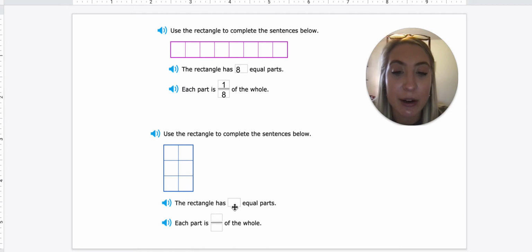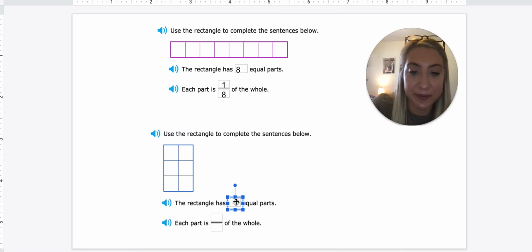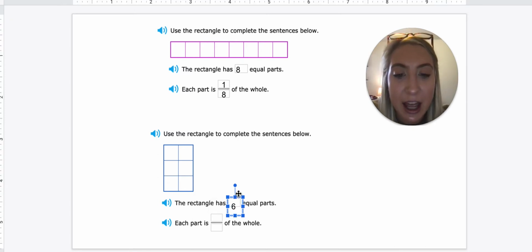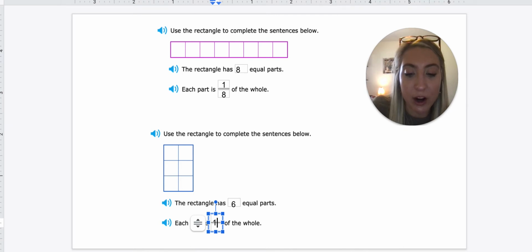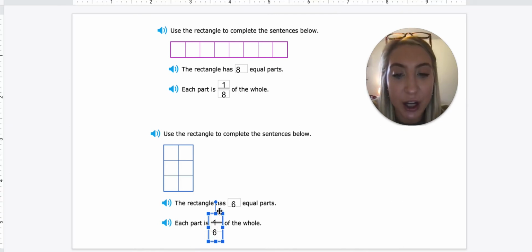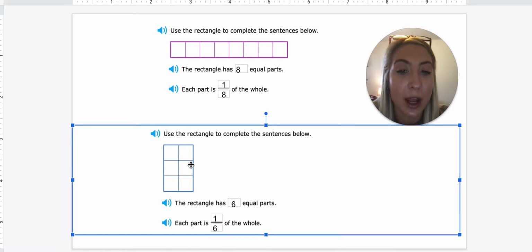Now working down here, the rectangle has how many equal parts? Let's count. 1, 2, 3, 4, 5, 6. We have 6 equal parts. And each part, just 1 square, what part of the whole is that? Remember, if it's just 1 square, it's out of how many total parts we have. It would be 1/6, because this 6 is showing how many total parts we have, and the one on top is showing that each square is 1/6 of the whole.